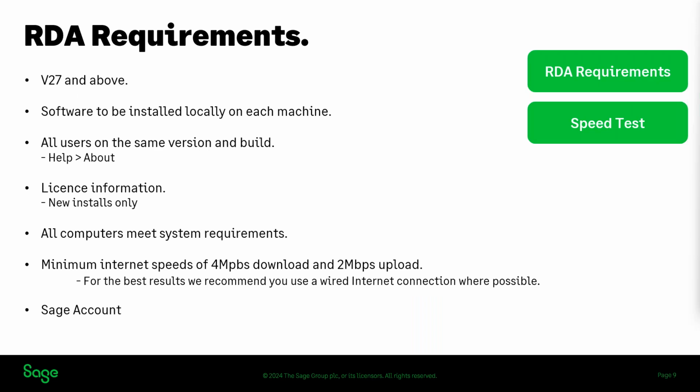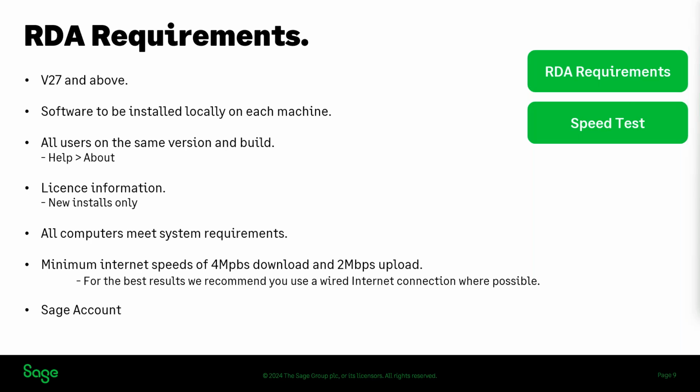Okay, so remote data access requirements. As I've mentioned already, version 27 and above. Software needs to be installed locally on each machine. Now, all users need to be on the same version and build. You can check this by going to Help and the About section of your software, and in the top left hand corner you've got program details, and it will tell you what your version is.